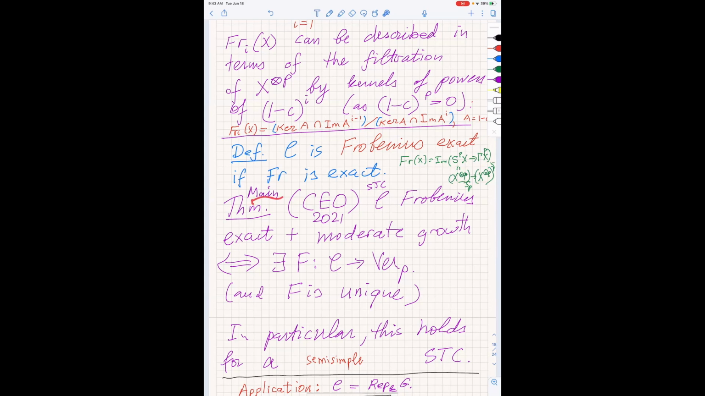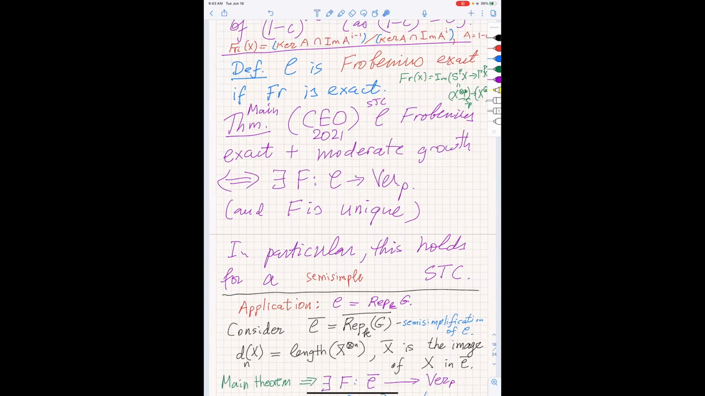And the main theorem that we proved with Coulembier and Ostrik, this is in this Annals paper, is that Deligne's theorem holds for Frobenius exact categories of moderate growth if you replace supervector spaces with the category Ver_p. In other words, C is Frobenius exact and of moderate growth if and only if there exists a fiber functor into Ver_p, and in this case, it is unique.